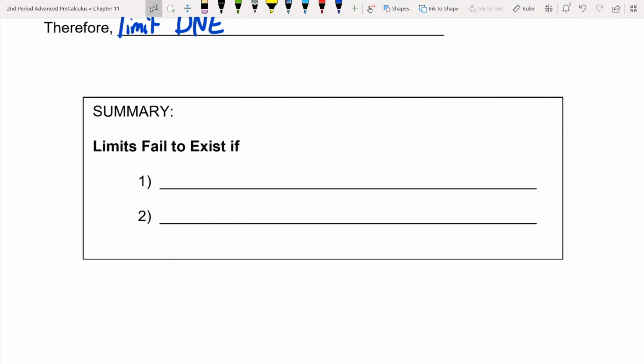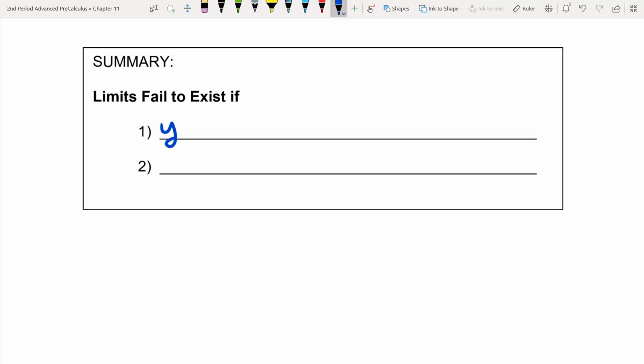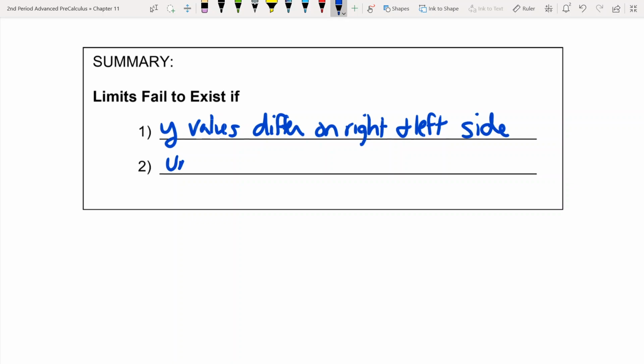So to summarize, the limit is going to fail to exist if the y values differ on the right and left side, or if we have unbounded behavior. Those two things, the limits are going to fail to exist.